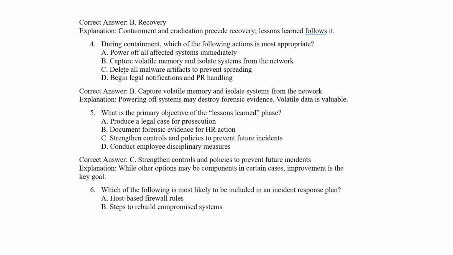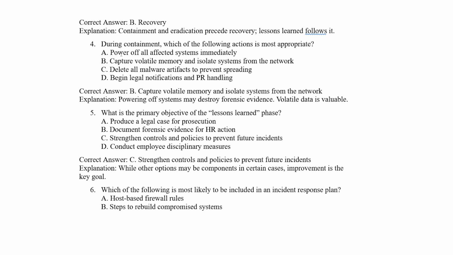Now for number 4, the question says, during containment, which of the following actions is appropriate? Power off all affected systems immediately. That's not the right one. Capture volatile memory and isolate system from the network. That's the right one, but I would explain further. Delete all malware artifacts to prevent spreading. Begin legal notification and PR handling.